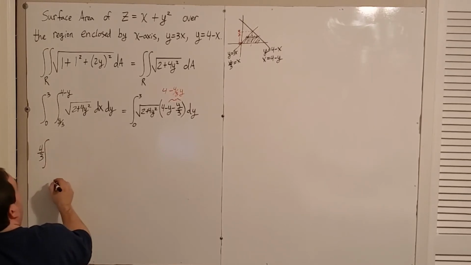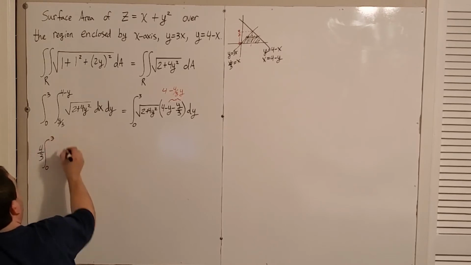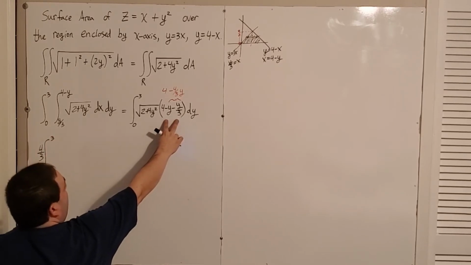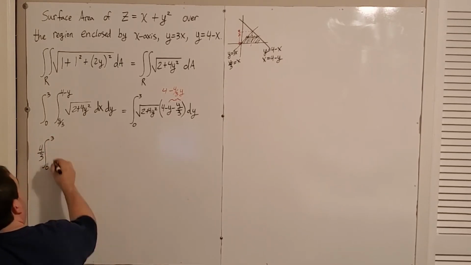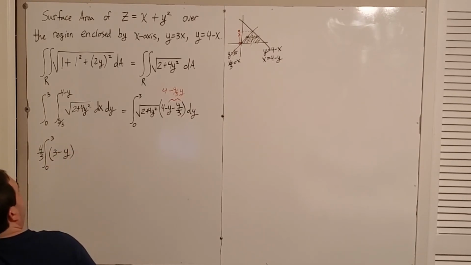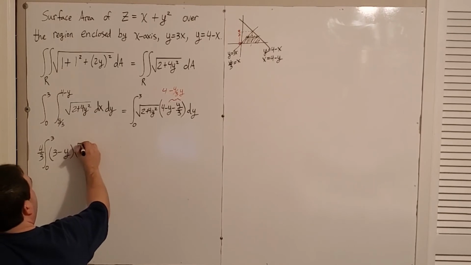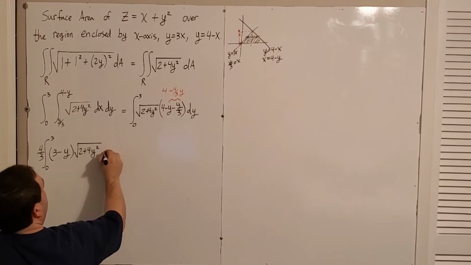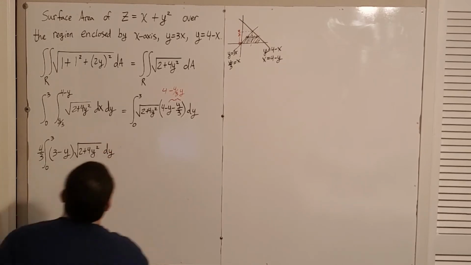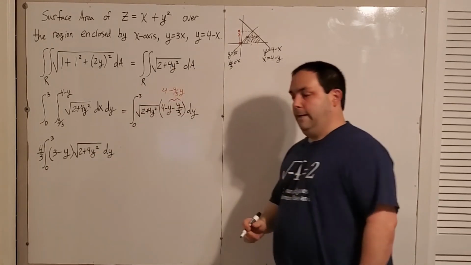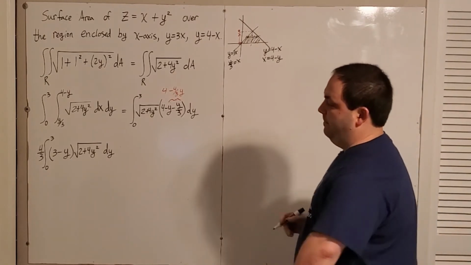And I have my integral from 0 to 3. And this thing, if I pull out 4/3, becomes 3 minus y, like this. And then the square root of 2 plus 4y squared dy. Okay? All right.